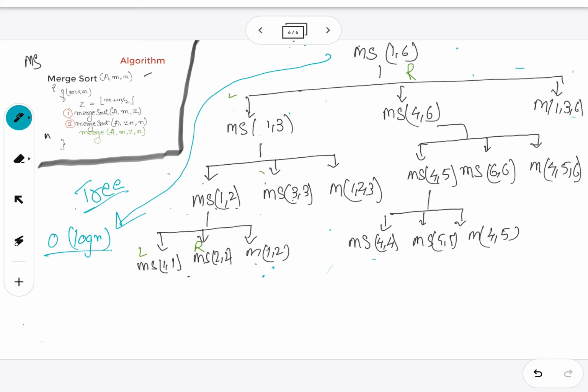Now all this consumes some extra memory because you have to put this function call on hold. This function is on hold until this other function call is completed.